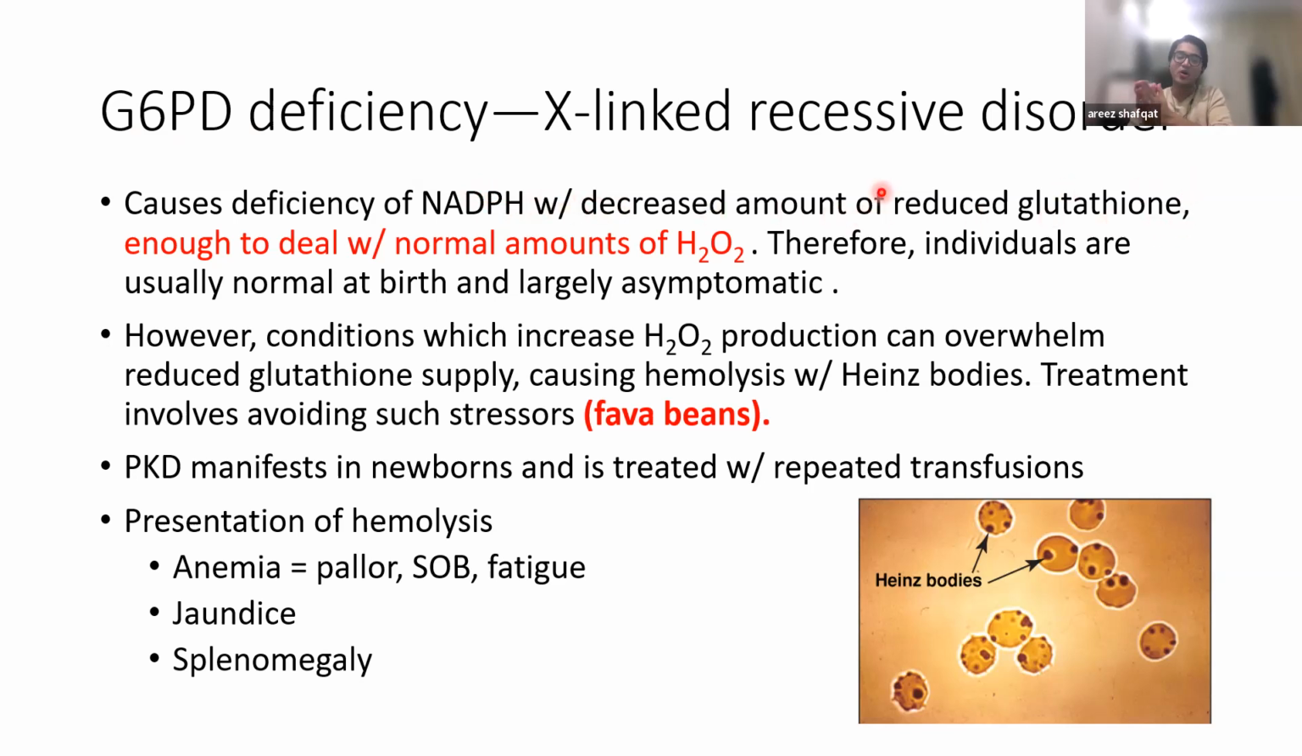But even this low amount of reduced glutathione is enough to deal with normal amounts of hydrogen peroxide. So individuals with G6PD deficiency are actually normal at birth, and they're mostly asymptomatic. They live normal lives because even though their reduced glutathione stores are reduced, there's still enough to deal with the normal amount of hydrogen peroxide seen in the red blood cell, which is 0.5 to 3%. However, there are certain conditions which can increase hydrogen peroxide production. And this will overwhelm the glutathione, causing hemolysis, hemolytic anemia with Heinz bodies.